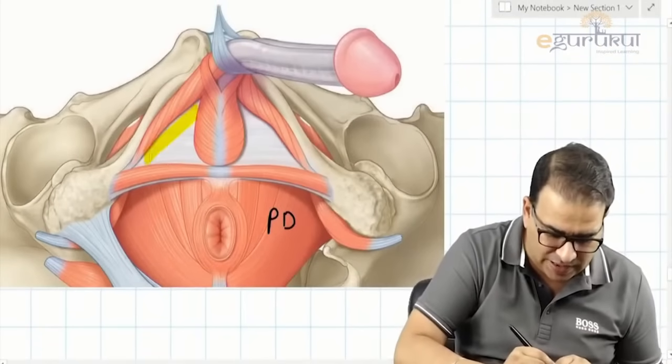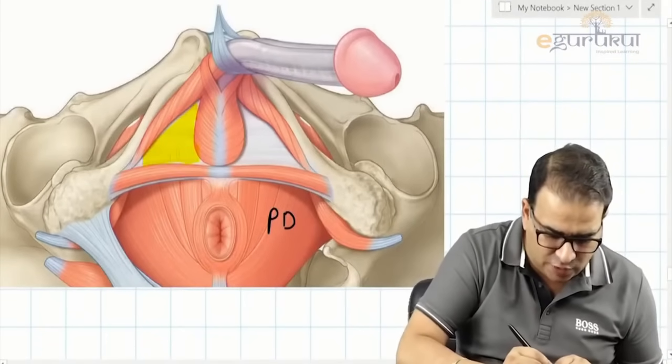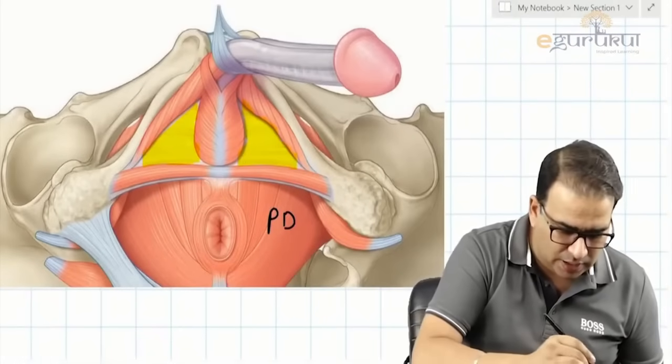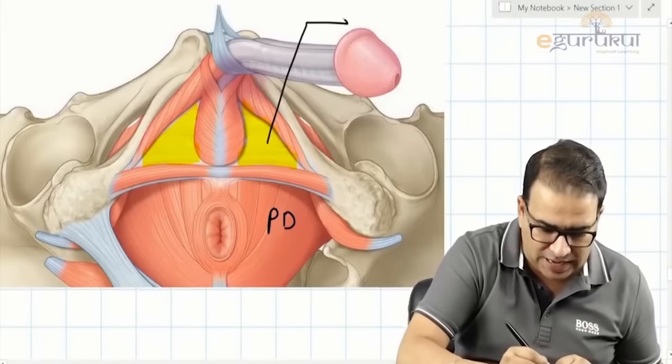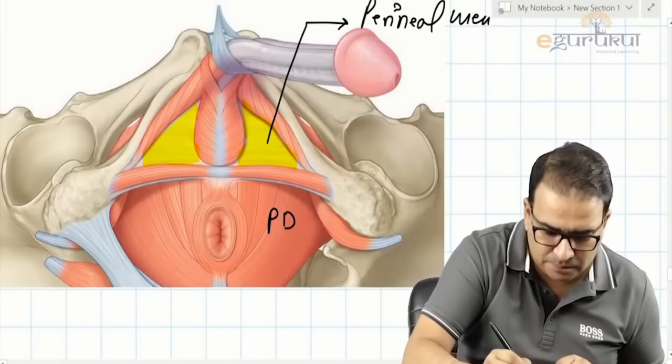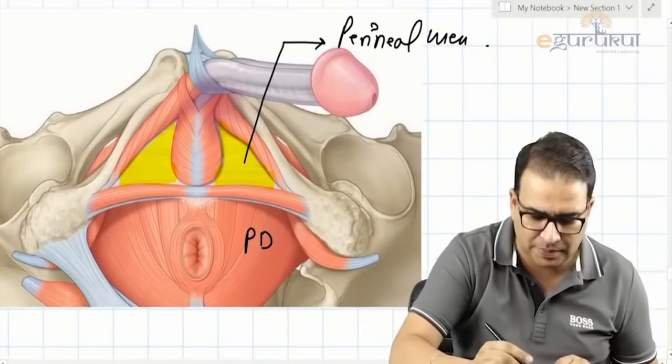Guys, look at this, the one which I'm highlighting here. This is the inferior layer of urogenital diaphragm, superior not showing you in there. And this inferior layer of urogenital diaphragm is called what? This is the perineal membrane. Very, very important, the perineal membrane.